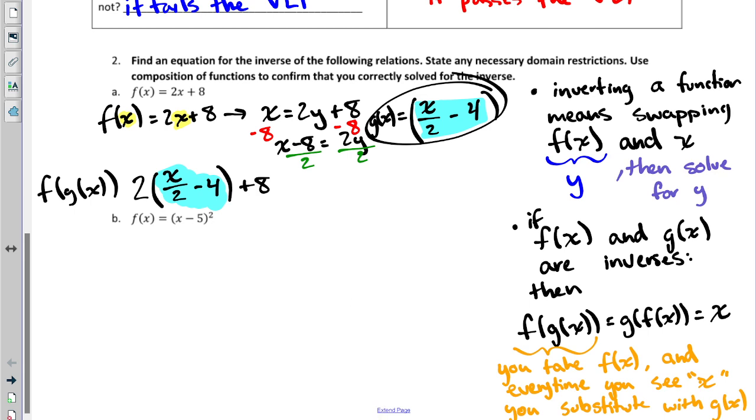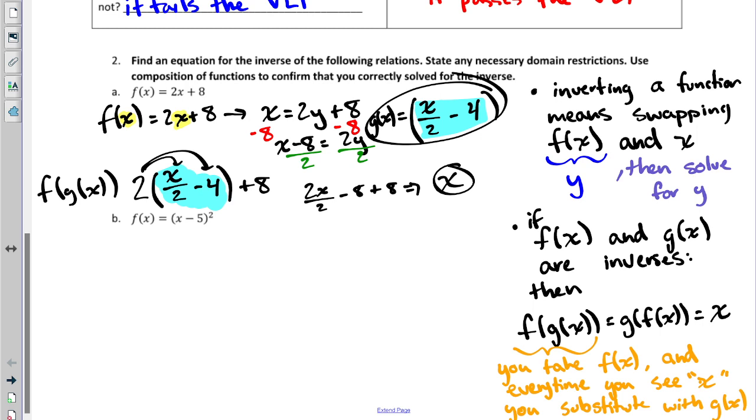Let's check what this equals. If I multiply this out, I get 2 times x over 2, which is x. 2 times negative 4 is negative 8, and then plus 8. These cancel, so f of g of x equals x. Let me rewrite this a little better. This multiplies out to 2x over 2 minus 8 plus 8, which simplifies to just x.